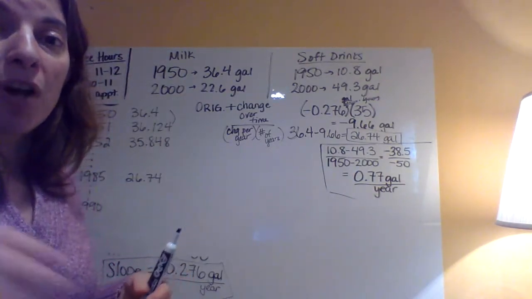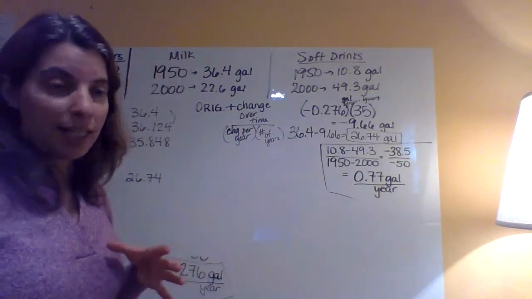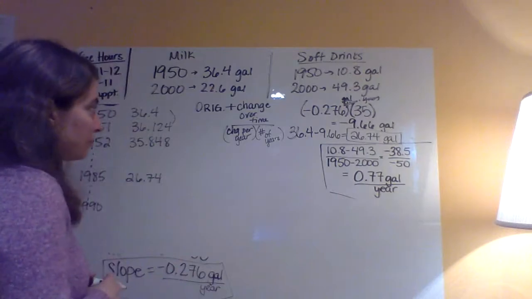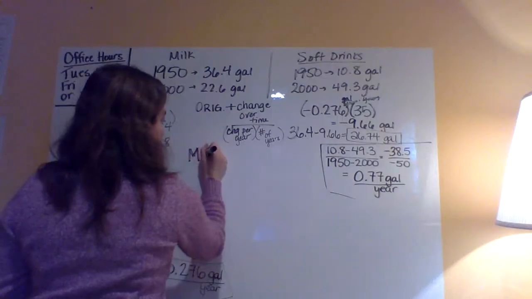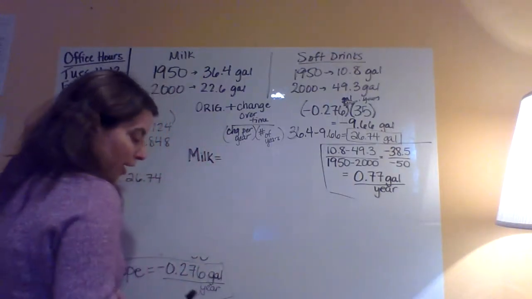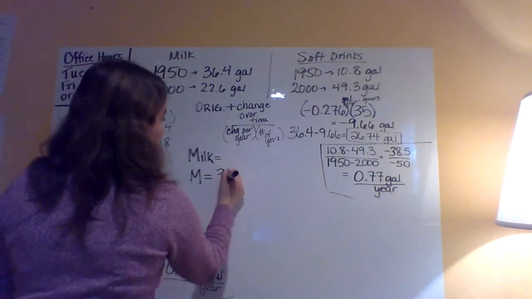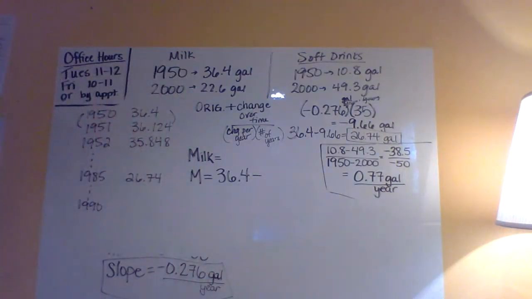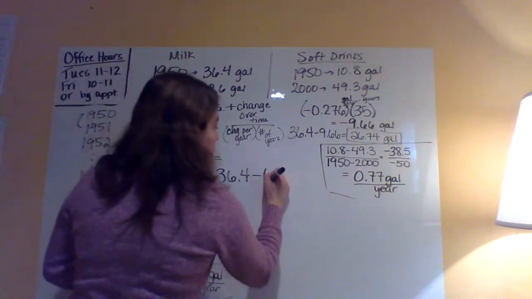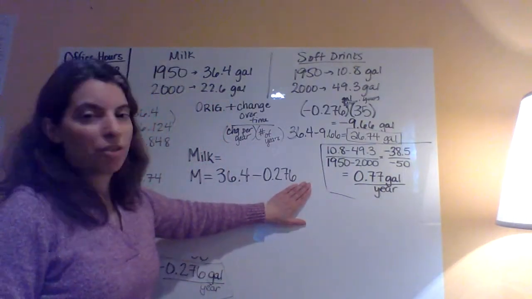So again, if you want to try this on your own, I'd encourage you to stop the video for a minute and try writing these, and then come back and check your answer. So let's look at the milk consumption first. Again, we sort of have a template of what we did. So they call it M. So M equals our original amount, 36.4 gallons, minus, in this case, because our change is negative, 0.276 times however many years have gone by.